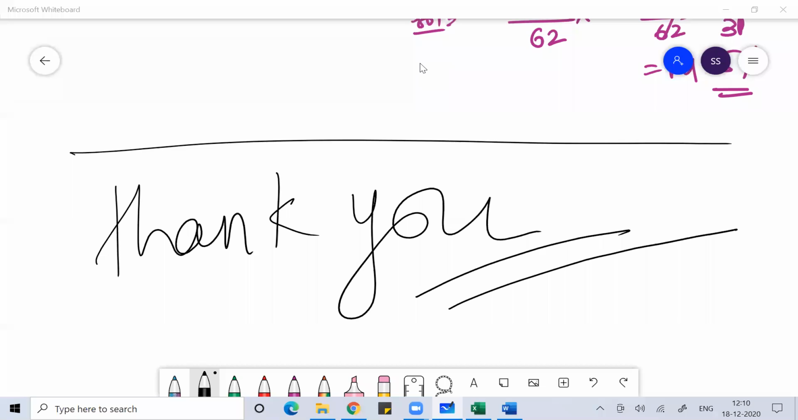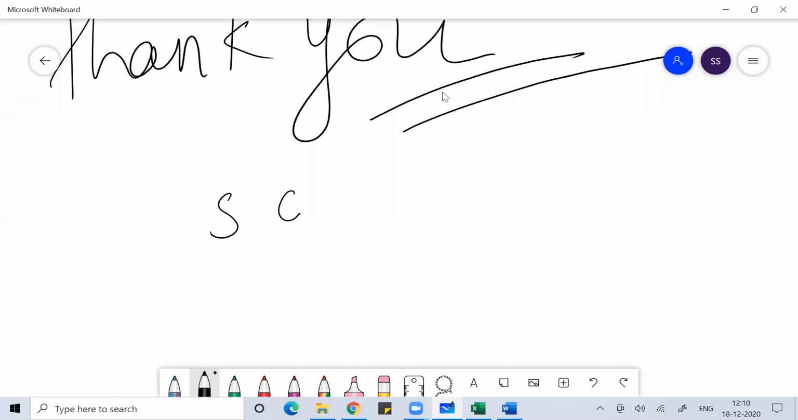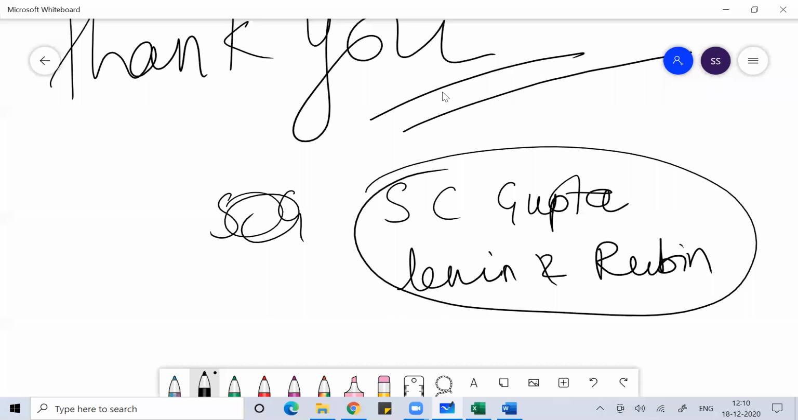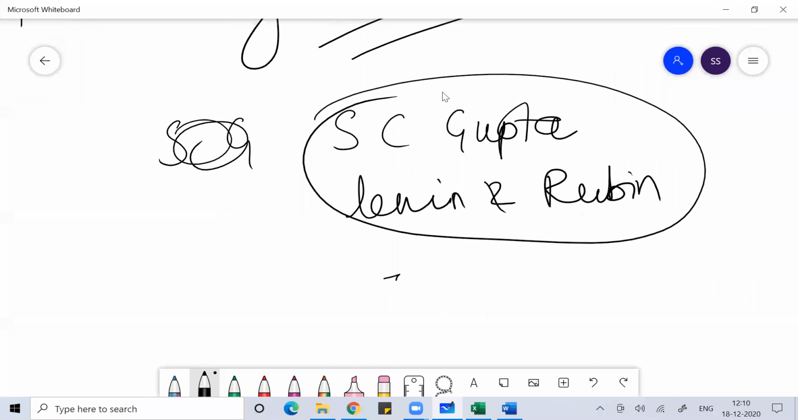For books, Pooja, you can refer to S.C. Gupta, or Lenin and Rubin. If you want more books, you can refer to G.K. Sharma.